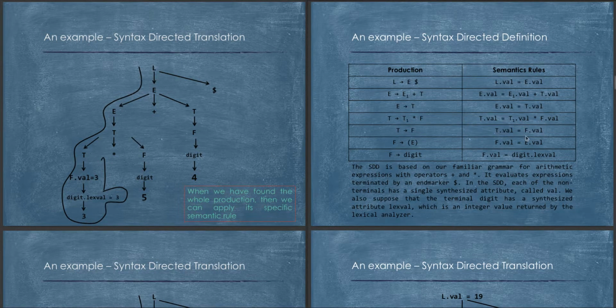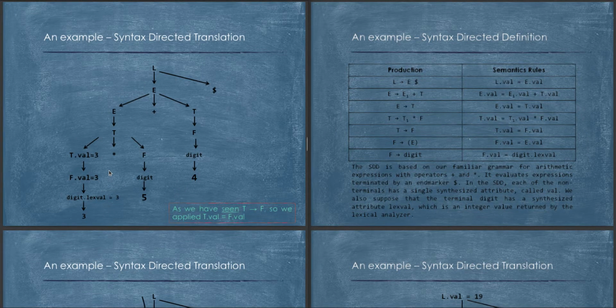So what is our rule? T.val is equal to F.val. So we apply T.val equals F.val. You see, when we have F.val, I can apply it. So T.val is equal to F.val. We already know the value of F.val, which is 3, right? Fine. Okay. So now let's move on.